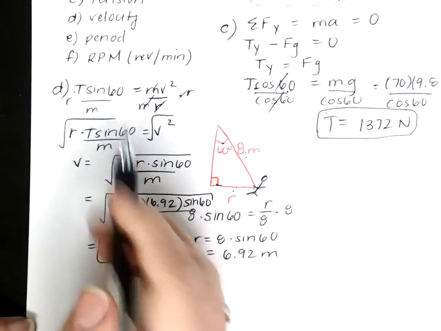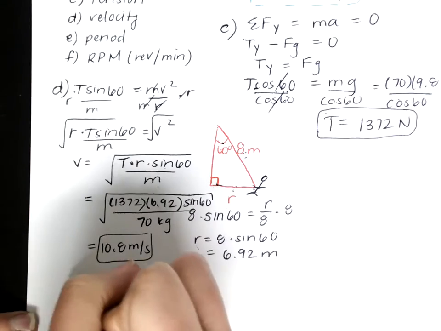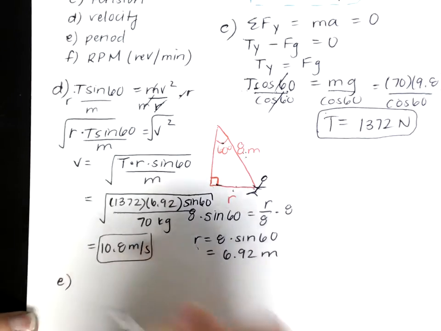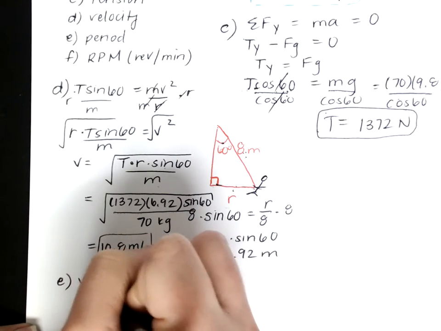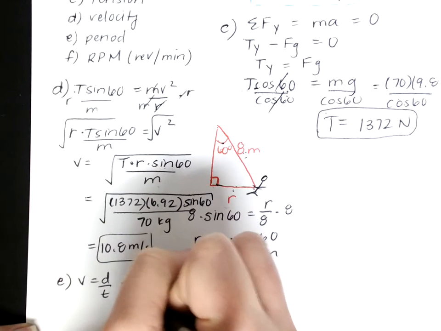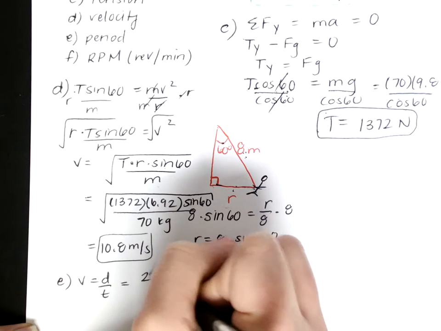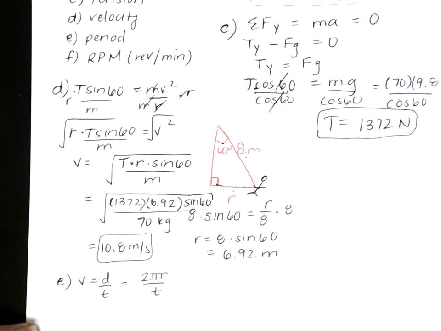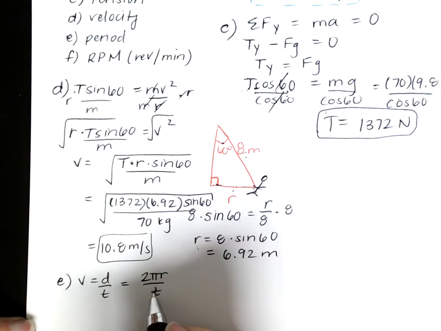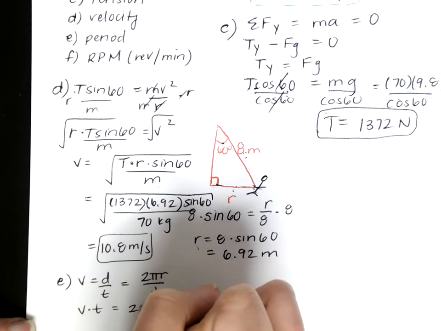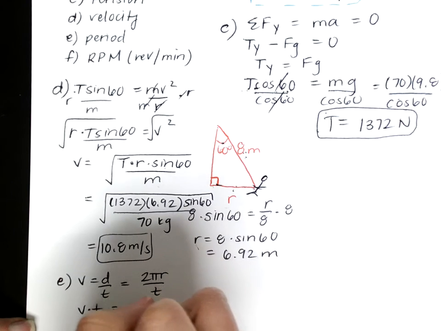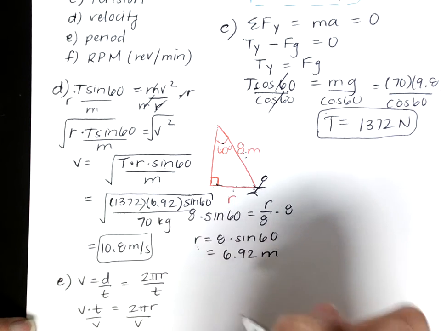Okay, let's do part E, which is finding the period. In order to find the period, which is the time it takes for one rotation, we always use that velocity equals distance over time equation. And since it's a circle, we use 2 pi r over time. We want to solve for time. So let's multiply time on both sides. So we get vt equals 2 pi r. Let's divide by v, divide by v.